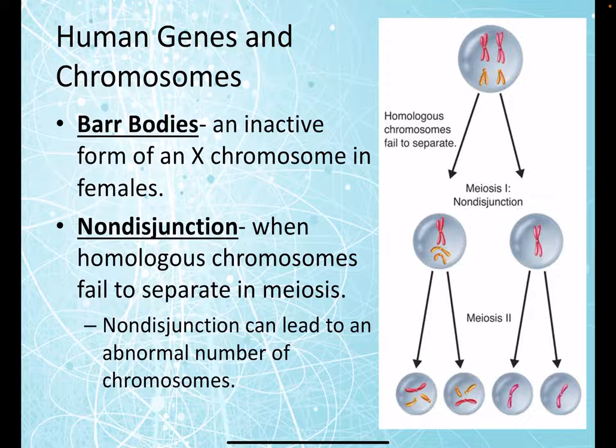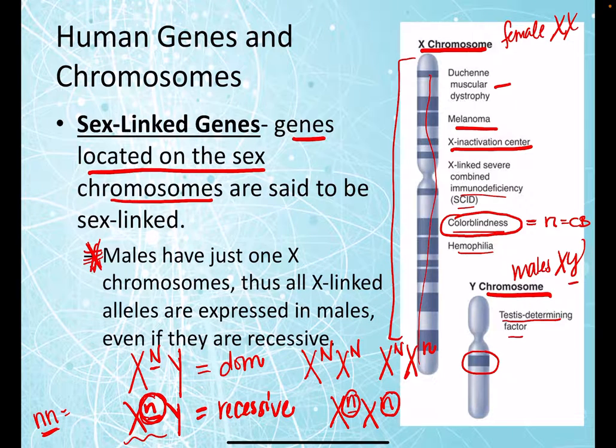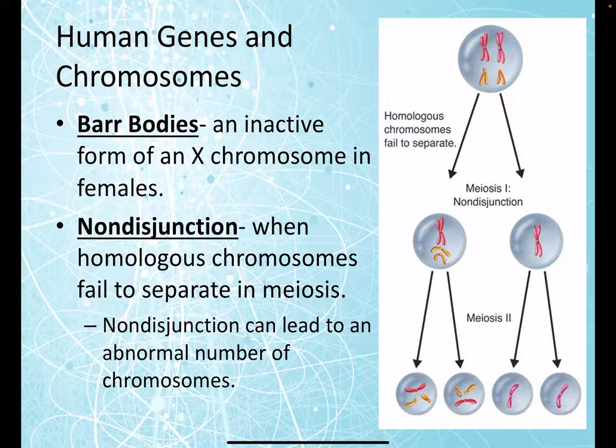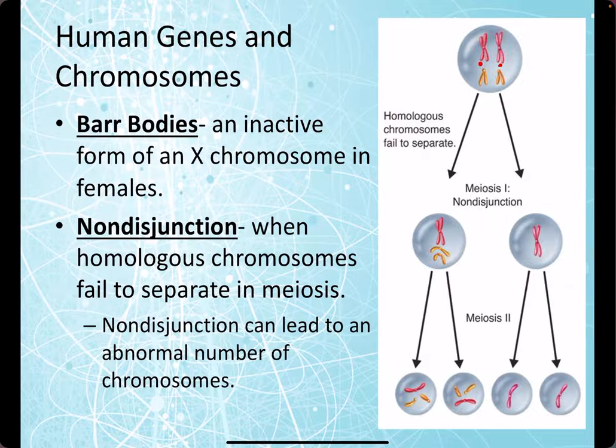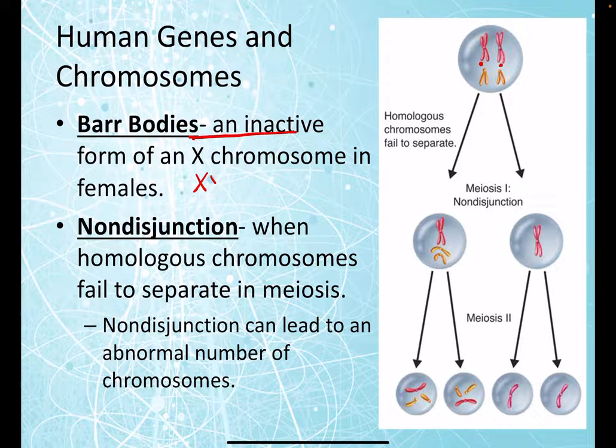Now, let's also talk about Barr bodies. One gene that I told you was on here was the X inactivation center. And so females, if they get 2 copies of the X chromosome, one of them is going to be inactivated, and that's called a Barr body, okay? Females are going to be XX, males are going to be XY. And so you might think, well, females are going to have extra genes than the males are. Yes, they would, except one of these is going to be inactivated, and that's called a Barr body, an inactive version of an X chromosome.